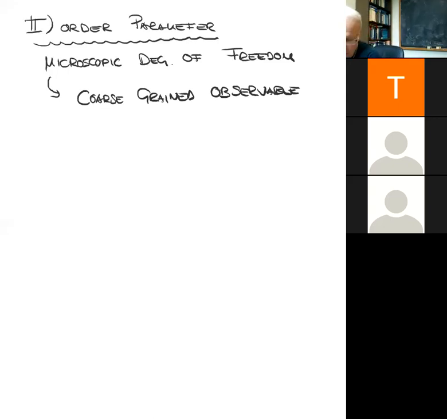And so we have some coarse-grained observable, and we want that coarse-grained observable to carry information about the symmetry that we're interested in. So if, for example, the microscopic Hamiltonian is invariant under rotations, and we have some suspicion that what is happening in this phase transition is that rotation invariance breaks, we want some observable that transforms non-trivially under rotation. So we want an observable that's a vector, for example.